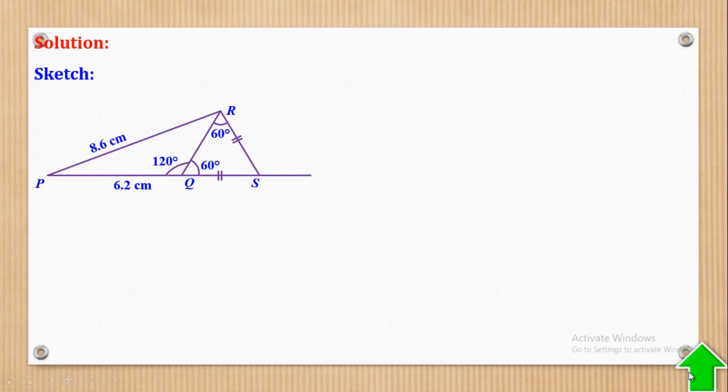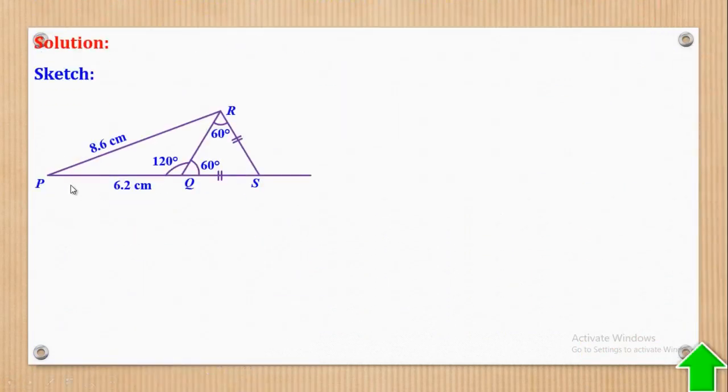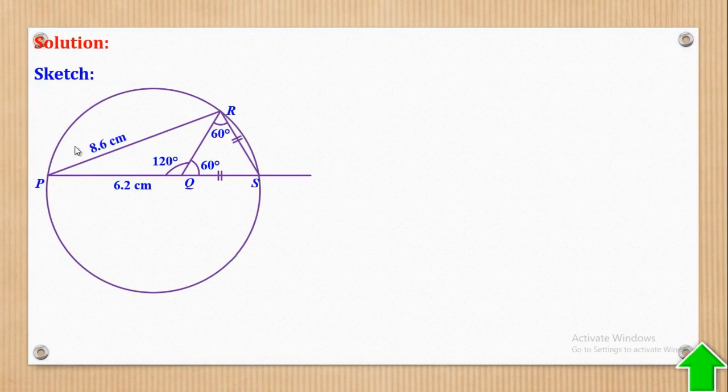So that is part B. Now when you go to part C, they say draw a circle passing through points P, S, and R and measure the radius of the circle. So after drawing that, we have to draw a circle passing through the points P, S, and R. So basically that is the sketch. Now we shall go and draw an accurate diagram.